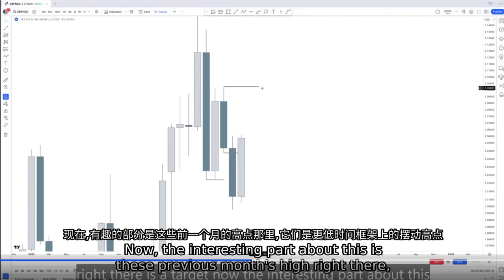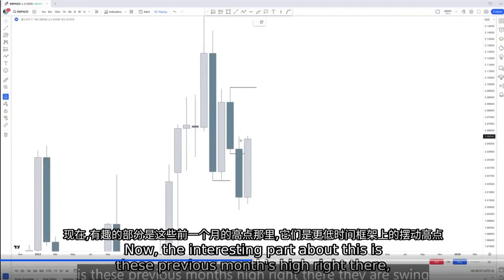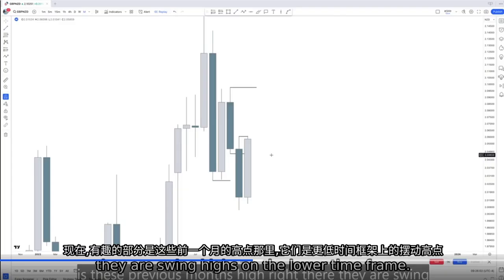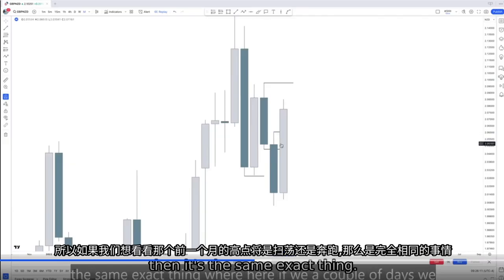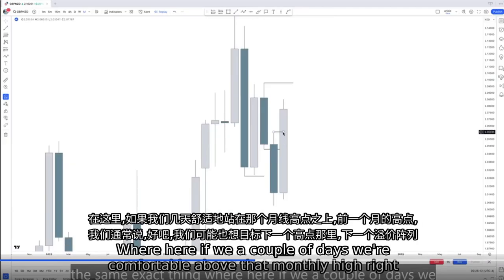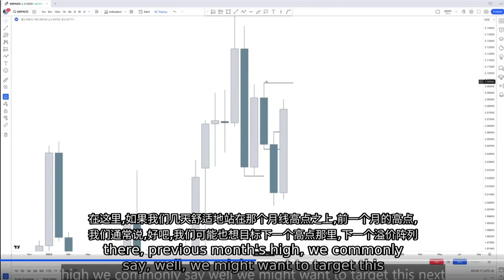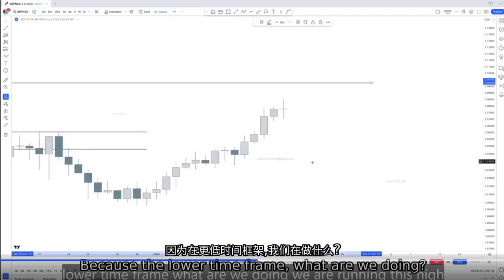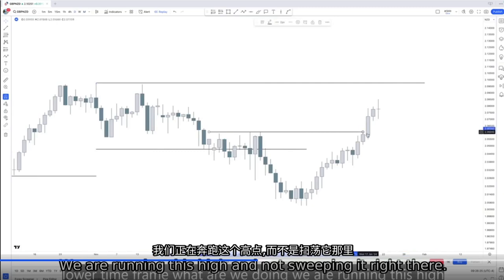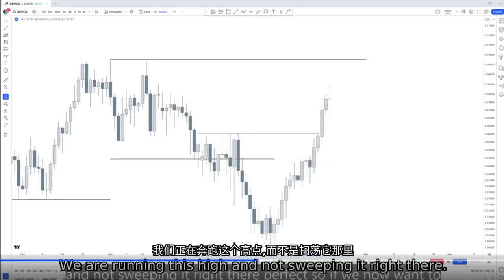Now, the interesting part about this is that previous month's high is made up of swing highs on a lower time frame. So if we want to see whether that previous month's high will be a sweep or a run, it's the same exact thing. If we're comfortable above that monthly high for a couple of days, we commonly say, well, we might want to target this next high as well, the next premium array. Because on the lower time frame, what are we doing? We are running this high and not sweeping it right there.